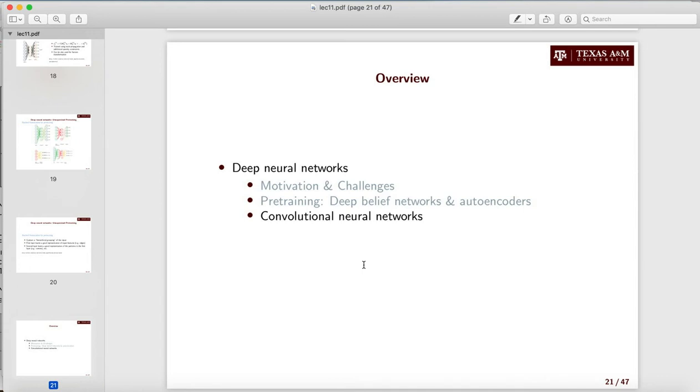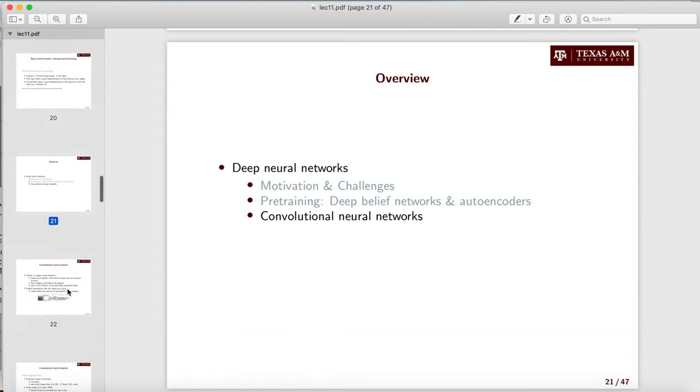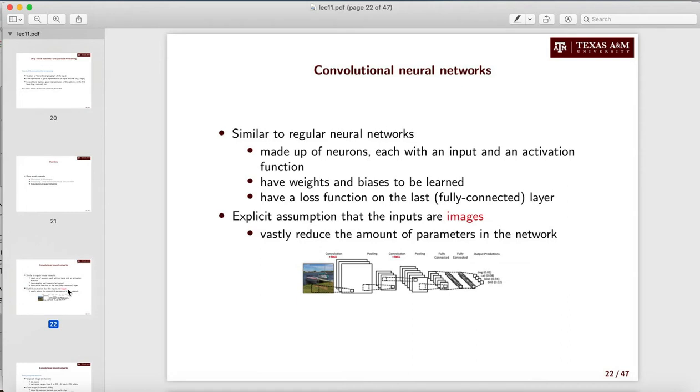Hi everyone. So as we had discussed in the previous part, now we are going to provide one of the most commonly used neural networks, which is the convolutional neural network. The idea behind the convolutional neural network is very similar to the regular, fully connected neural networks that we have seen so far, with a couple of changes.